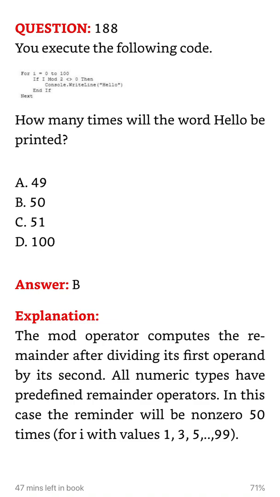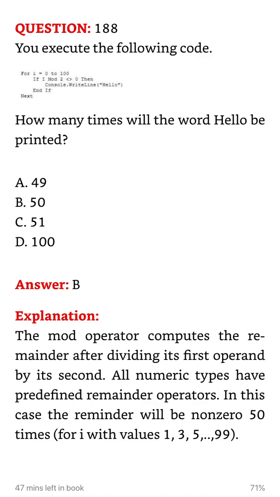Question 188. You execute the following code. For I equals 0 to 100, if I mod 2 is less than or greater than 0, then Console.WriteLine hello, end if, next. How many times will the word hello be printed? Answer is B, 50 times.